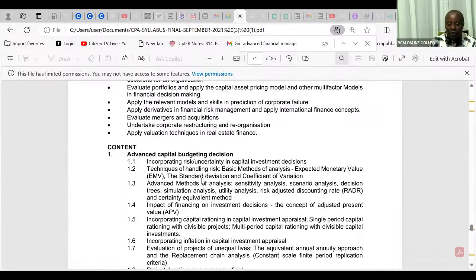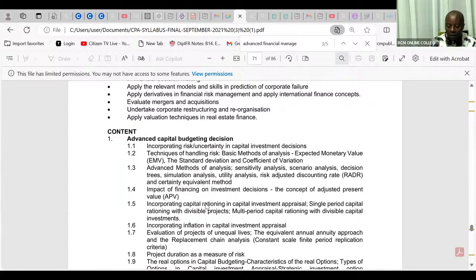So we have so many methods that we have to study. Expected monetary value, how we measure risks using standard deviation and coefficient of variation. Advanced methods of analysis: sensitivity analysis, scenario analysis, decision tree, simulation analysis, utility analysis. All these are very big, very good. Impact of financing on investment decisions, the concept of adjusted present value.